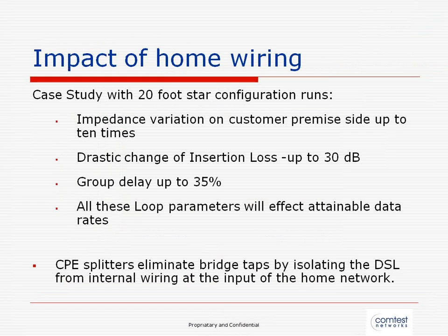In summary, the bridge tap segments cause changes in impedance, insertion loss, and group delay. The variation in these parameters is caused by the signal reflection, which in turn results in less power being transferred to the modem and very significant changes in attainable data rates. Homes are all wired differently. In order to provide the best level of service possible, it is necessary to remove the home wiring from the equation as much as possible. CPE splitters eliminate bridge taps in home wiring by isolating the DSL at the demarcation point in the home.